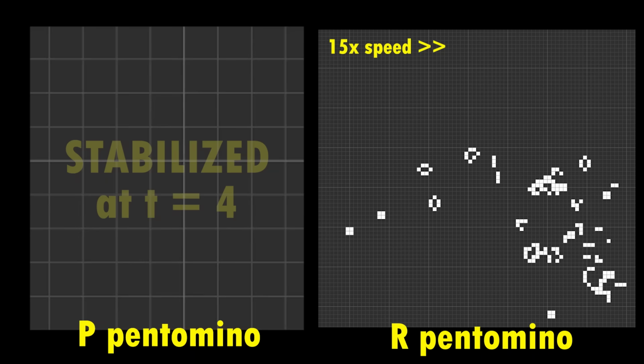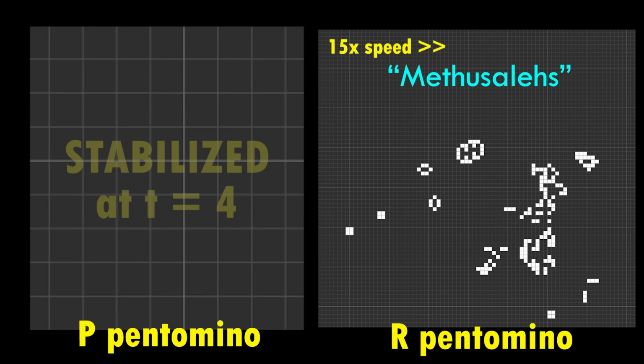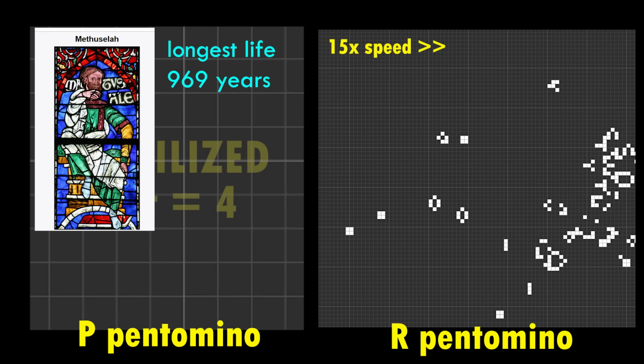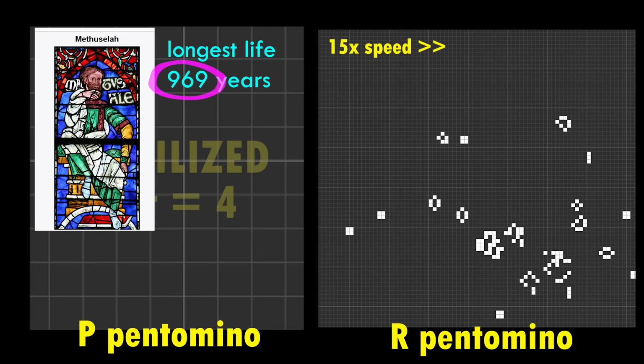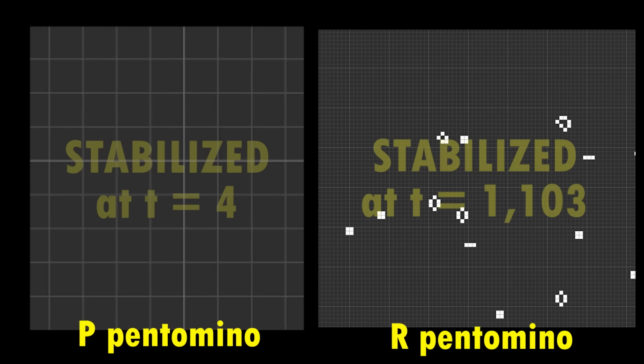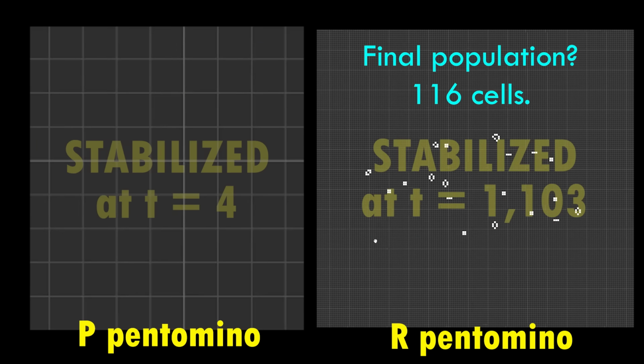These formations that take a long time to settle are called Methuselahs, named after the biblical figure who lived the longest life at 969 years. That number is actually pretty close to how long the R pentomino Methuselah takes to finally stabilize, which it does after 1,103 generations. Final population, 116 cells.